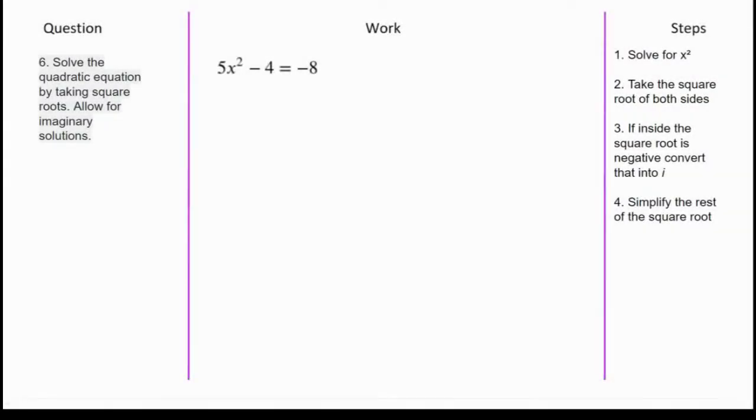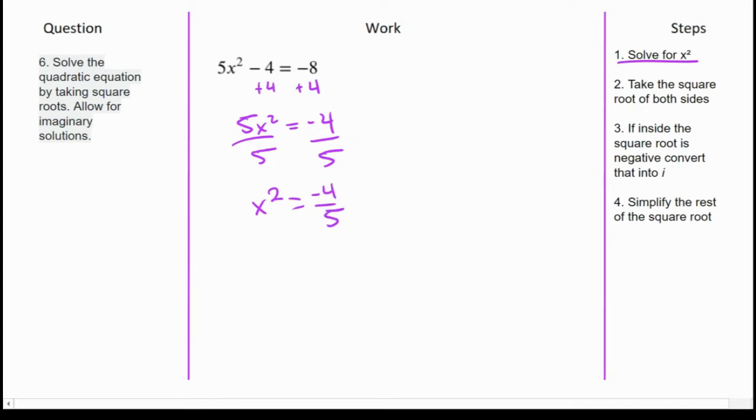You're asked to solve the quadratic equation by taking the square roots. So the first thing I've got to do here is solve for x squared. So I'm adding 4 to both sides and then dividing both sides by 5. And once I have solved for x squared, I need to take the square root of both sides because I want to get x by itself.